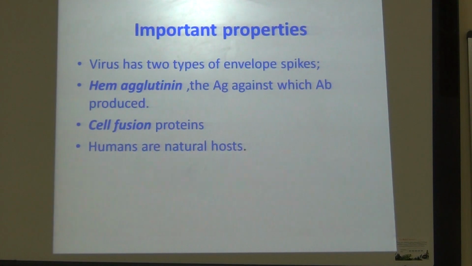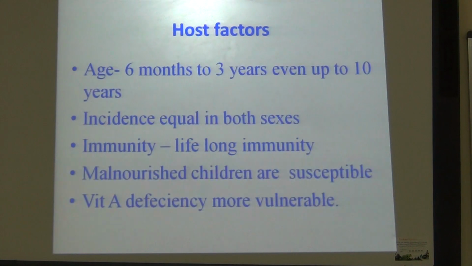This again is a repetition. This virus has an envelope with spikes, hemagglutinins, and this hemagglutinin is the antigen against which antibodies are produced, and it is antigenic and also causes cell fusion. And for these viruses, humans are the natural hosts. So the measles disease occurs in humans only.